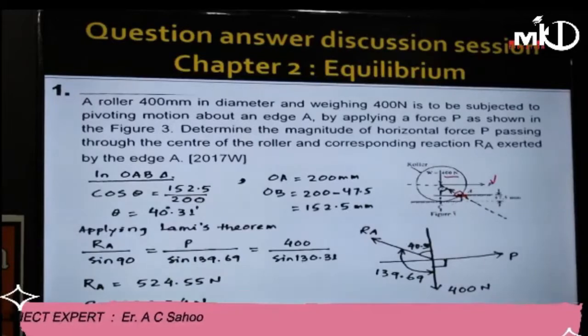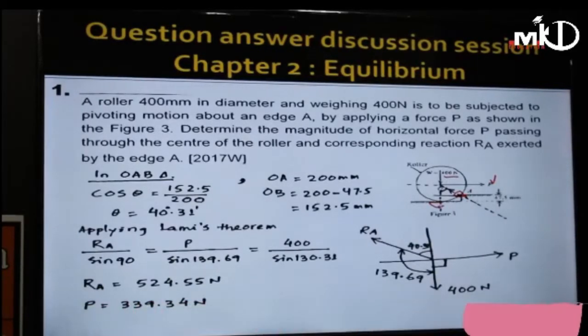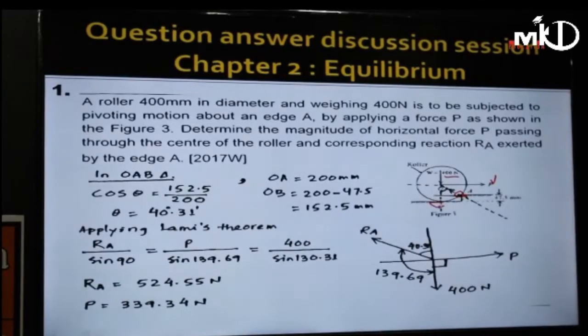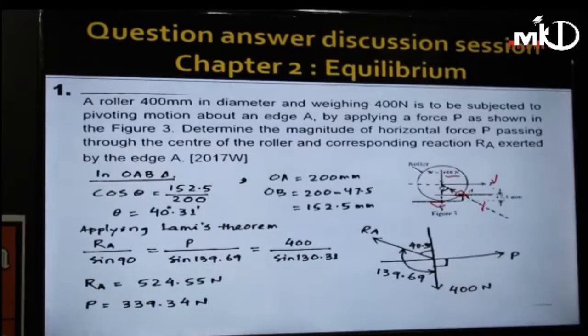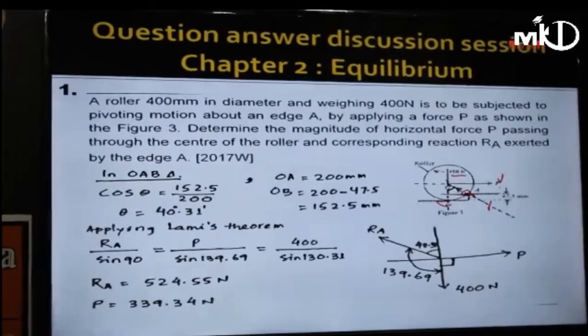So here at point C there will be no reaction, because when the roller starts to move, there will be no contact between the roller and the ground at point C. That's why there will be no reaction. So only the reaction at point A will come. So this RA, W and P will be the three forces only. Now come to this part, it will be very clear.